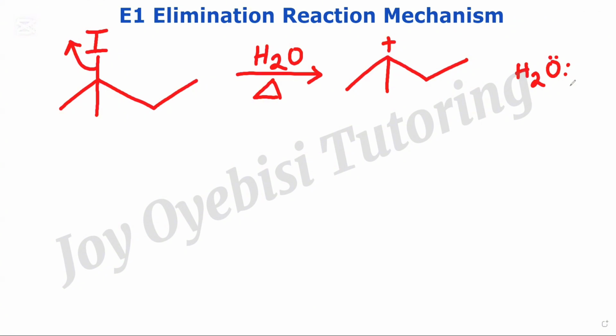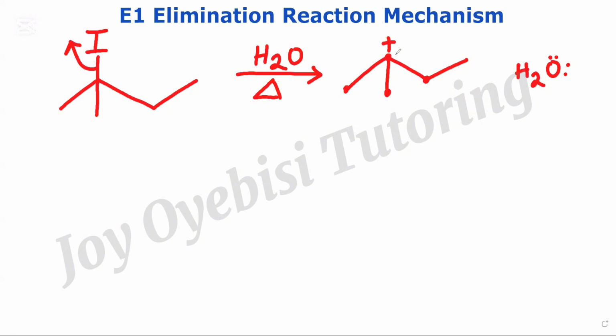Now, a beta carbon is the carbon adjacent to the carbon with the positive sign, okay? So we have three of them, three beta carbons. This one, this other one, and then the third one. And they are all adjacent to that carbon with the positive sign. Now, these three beta carbons are different.